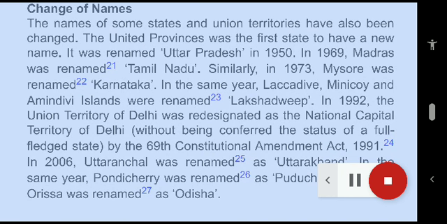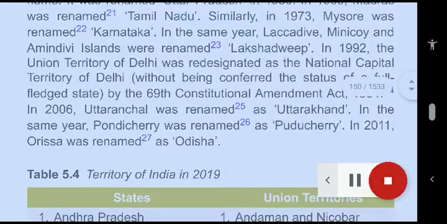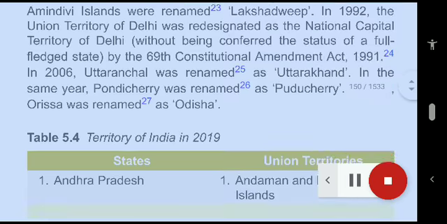In 1992, the Union Territory of Delhi was redesignated as the National Capital Territory of Delhi without being conferred the status of a full-fledged state by the 69th Constitutional Amendment Act, 1991. 24. In 2006, Uttaranchal was renamed 25. as Uttarakhand. In the same year, Pondicherry was renamed 26. as Puducherry. In 2011, Orissa was renamed 27. as Odisha.